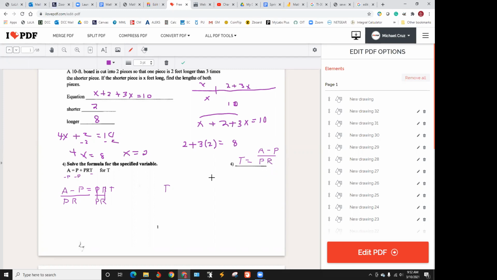So there we go. So it would be this is an intermediate step here. And then I just turned it around. Because if A minus P over PR is equal to T, then we can put it like that. That's the more traditional way.